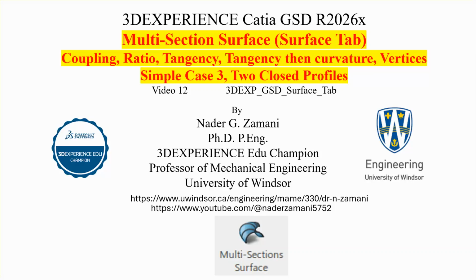Once again, I'm still dealing with the multi-section surfaces icon, but this is the final example that I'm going to be referring to: the coupling, automatic coupling that's done using the four options that you've got: ratio, tangency, tangency then curvature, and vertices.